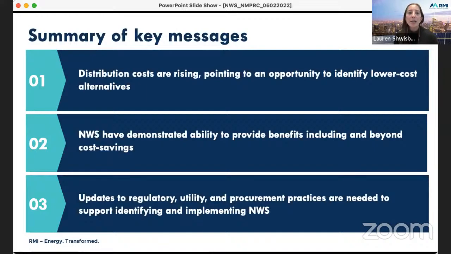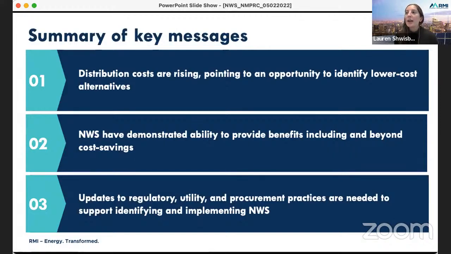The second is that non-wire solutions have demonstrated ability to provide benefits, including and beyond cost savings. The market is not as nascent as it was 5 years ago, and we have seen a real number of projects be deployed with a lot of benefits and lessons learned, and many utilities have now had a few cycles to refine their processes for identifying, selecting, and sourcing projects. There's a lot of experience to draw from in terms of establishing a process.